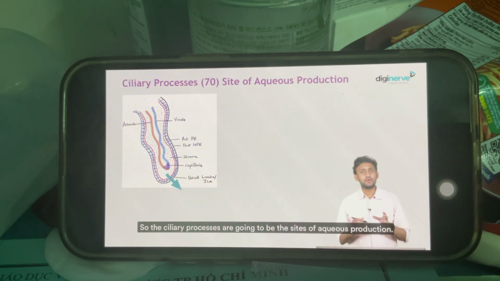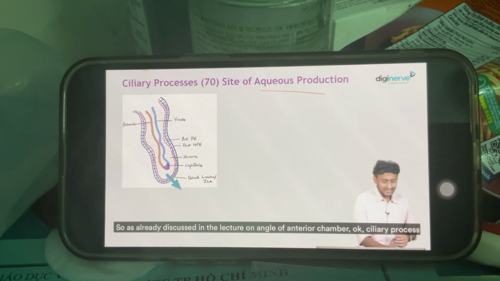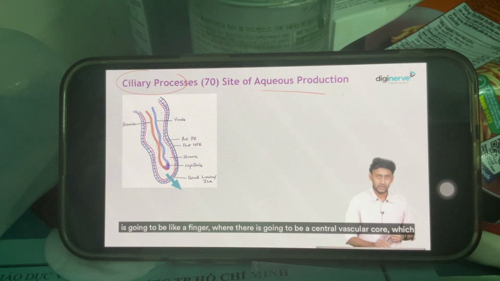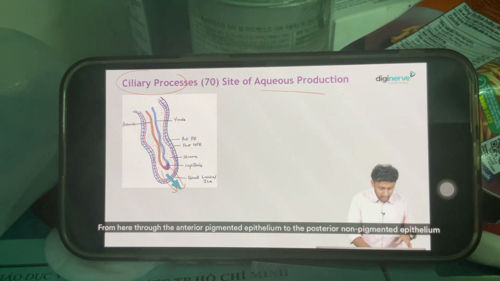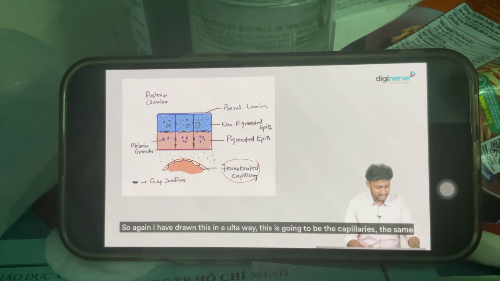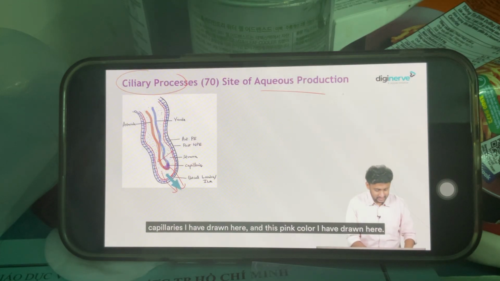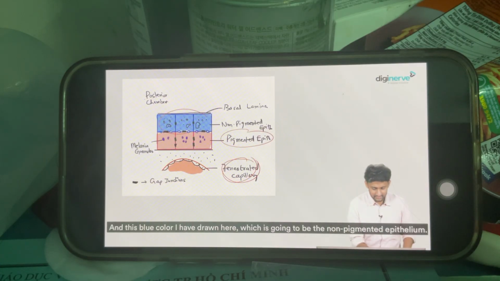So the ciliary process is going to be the site of aqueous production, as already discussed in the lecture on the angle of the anterior chamber. The ciliary process is going to be like a finger, with a central vascular core which is going to secrete aqueous. So this is going to be the direction of the aqueous flow, from here through the anterior pigmented epithelium to the posterior non-pigmented epithelium to the posterior chamber. I've drawn this in a reverse way. These are the capillaries, the same capillaries I've drawn here, and this pink color I've drawn is the anterior pigmented epithelium, and this blue color is the non-pigmented epithelium.